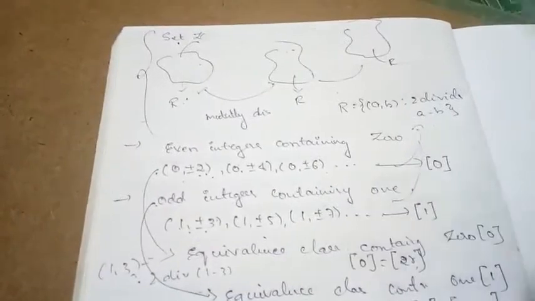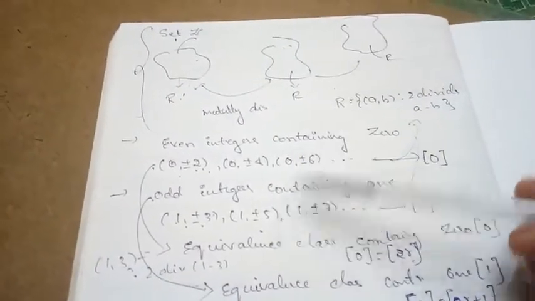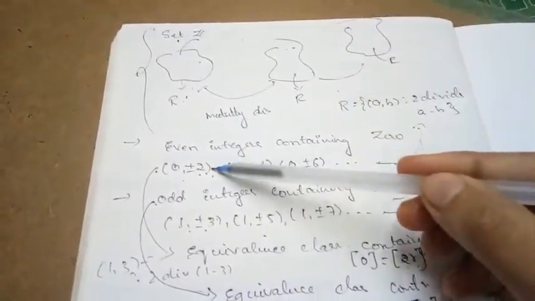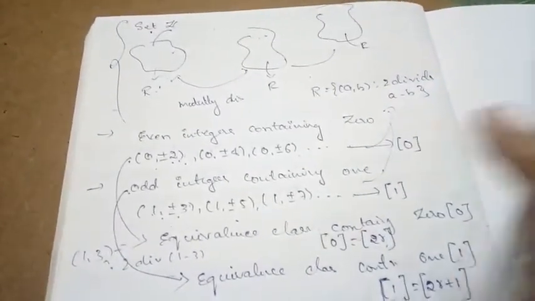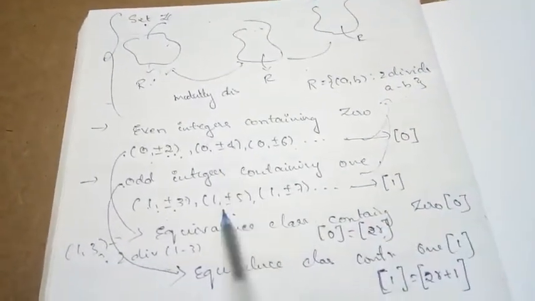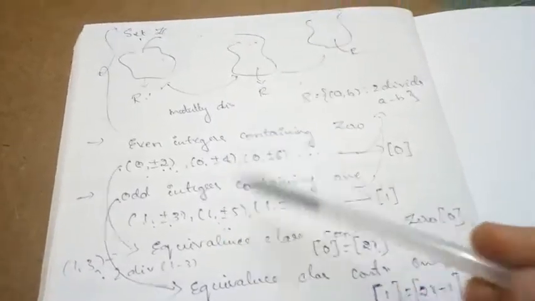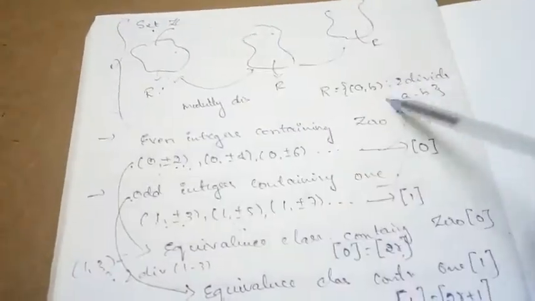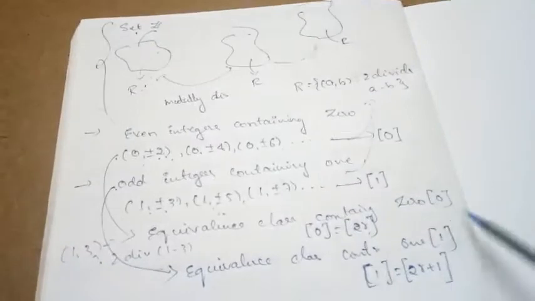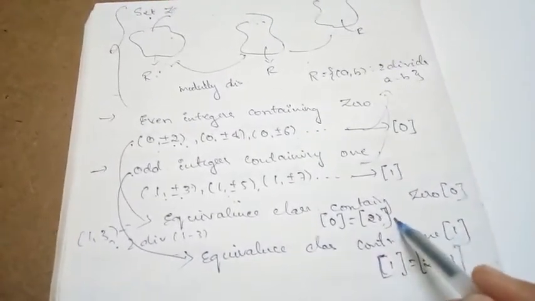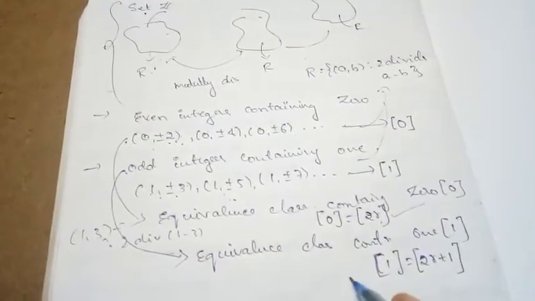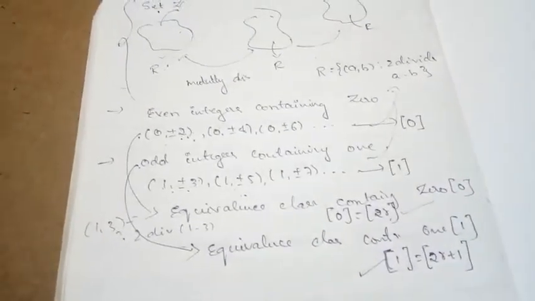Now you can see properly that the classes are mutually disjoint. There is no common element. If we take one element from one class and another from the other, it is not going to satisfy the relation. So each class is mutually disjoint, and each class satisfies the given relation. This is called an equivalence class containing 0, and this is called an equivalence class containing 1.